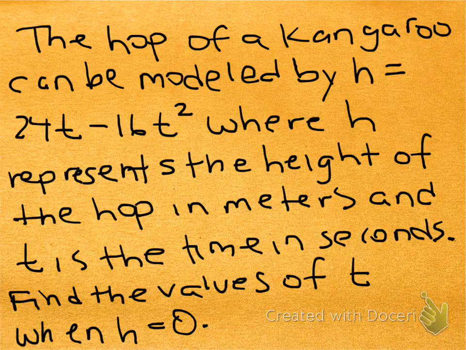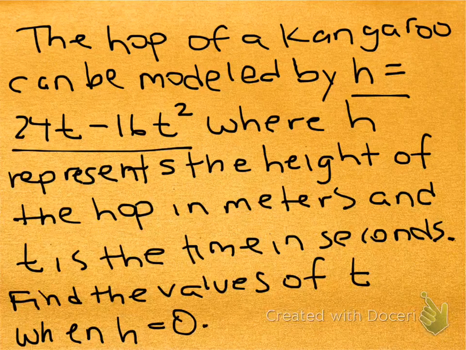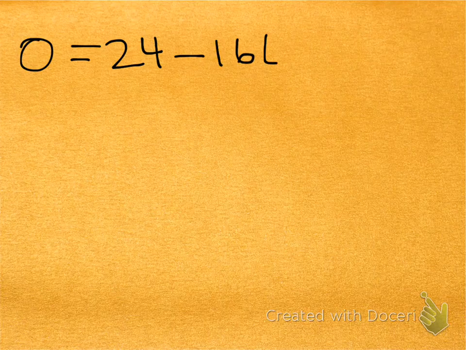And the last problem is talking about the hop of a kangaroo, and they give us an equation. H equals 24t minus 16t squared. H is the height of the hop. T is the time. So we're supposed to solve for t, but they're making h 0. So we have 0 equals 24t minus 16t squared.